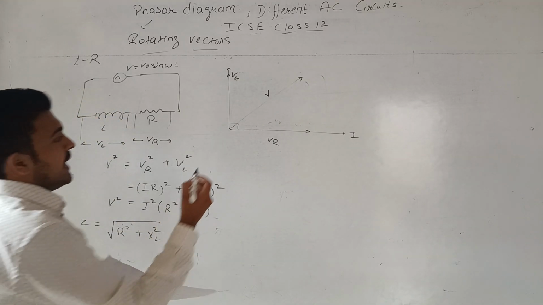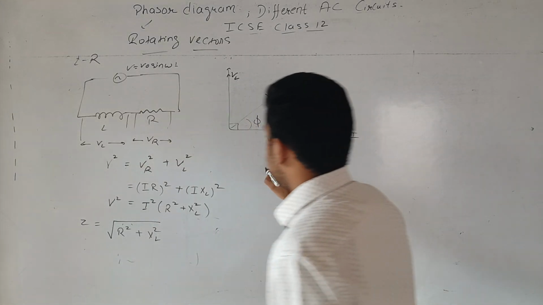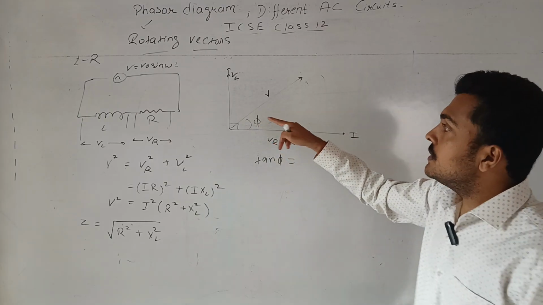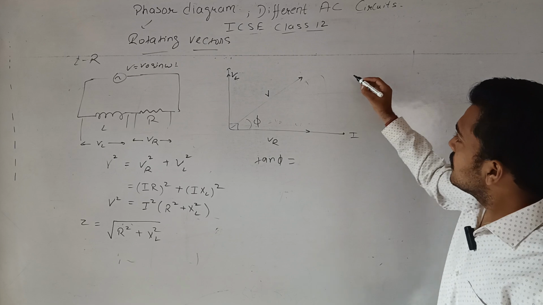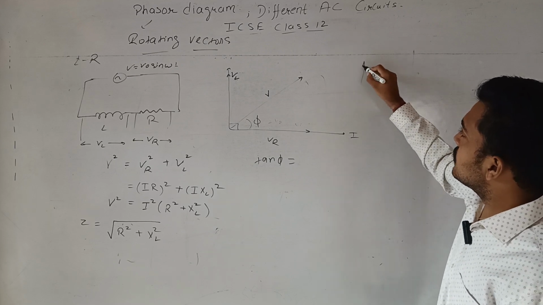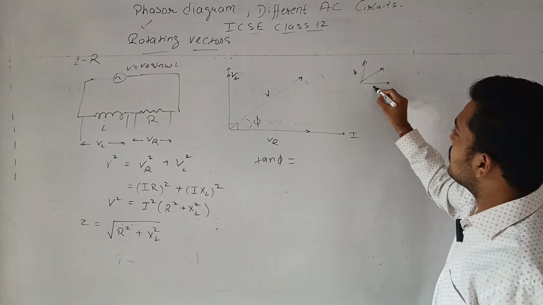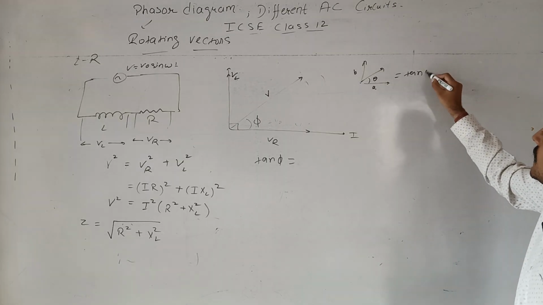And then we have to find the angle phi, which is the angle between the resultant and one vector, VR. Suppose we want to find the resultant of a and b. So this is a, this is b, and this is the angle between them, theta, and we have tan theta.